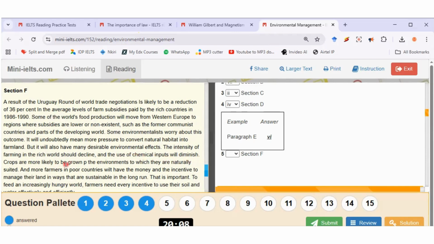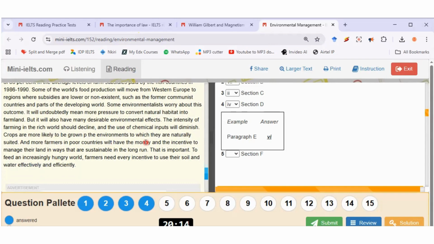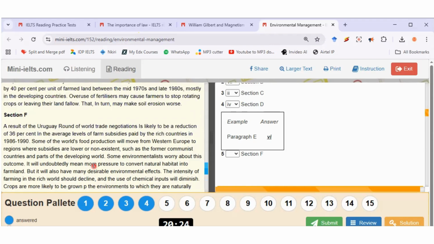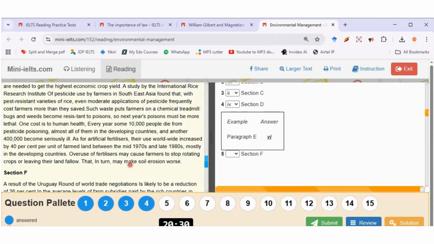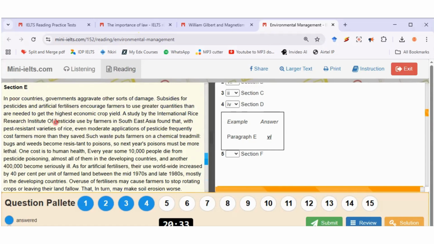Crops are more likely to be grown in the environment to which they are naturally suited, and more farmers in poor countries will have the money and incentive to manage their land in ways that are sustainable in the long run. That is important to feed an increasingly hungry world. Farmers need incentives to use their soil and water effectively and efficiently. This thing says Uruguay round of world trade negotiations. I need to go back. What does that mean? This paragraph here, every year, 10,000 people die from pesticide poisoning.